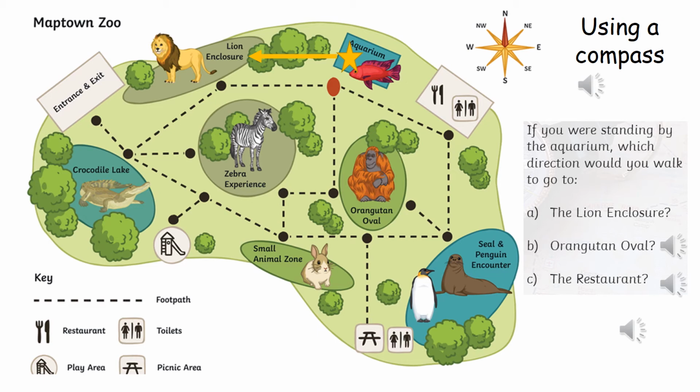If you're at the aquarium, which direction would you need to go in to get to the orangutan oval? So again, have a look where the aquarium is and where the orangutans are. Which direction would you need to walk in to get to the orangutans?